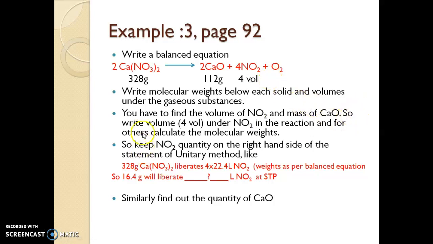So you write volume 4 under NO2, that is 4 volume under nitrogen dioxide in the reaction, and for others calculate the molecular weights. Now this is solid, this is solid. These two are the gases. Now as for unitary method, keep the nitrogen dioxide quantity on the right hand side because we have to find out the volume of nitrogen dioxide. So as per reaction, 328 gram calcium nitrate liberates 4 into 22.4 liter nitrogen dioxide. So 16.4 gram of calcium nitrate will liberate how much liter of nitrogen dioxide at STP? You can find out very easily. Similarly, find out the quantity of calcium oxide.